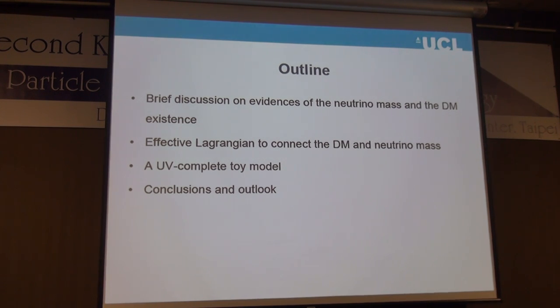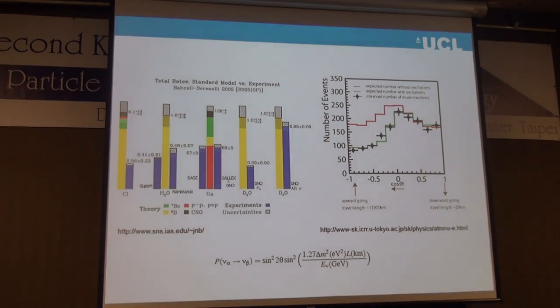First of all, I'll briefly mention the evidence of dark matter and neutrino mass. Then I'll work on the effective Lagrangians, trying to connect dark matter mass with neutrino mass, and then I'll provide the UV complete model. And I will conclude. Since this is a very simple idea, it will be short.